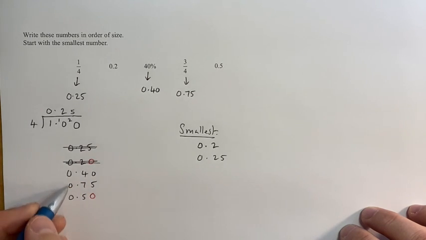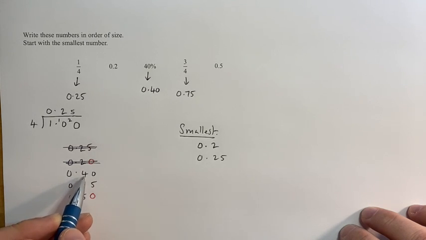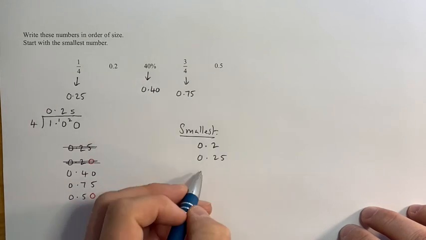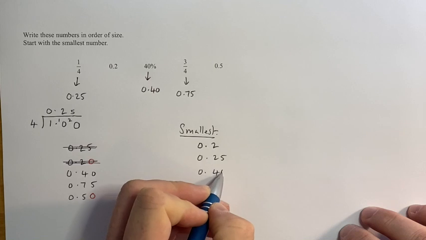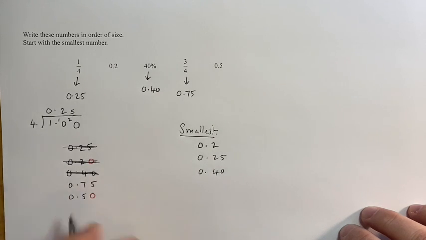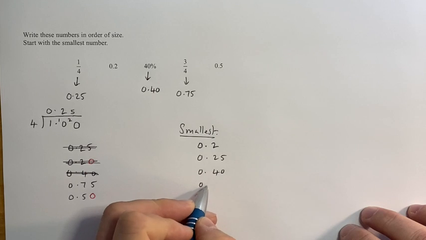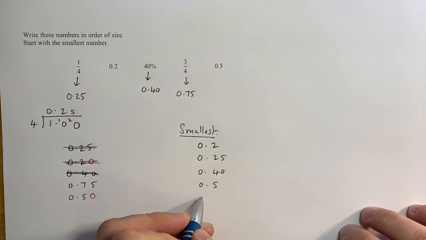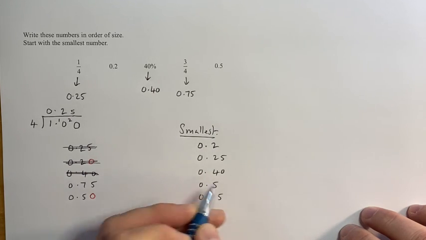I can clearly see that in the next three, the 0.4 or 0.40 is smaller than the other two. So 0.4 or 0.40 is the next one. Of the remaining two, the 0.50 is definitely smaller than 0.75. So 0.5 or 0.50, and then the 0.75 must follow.